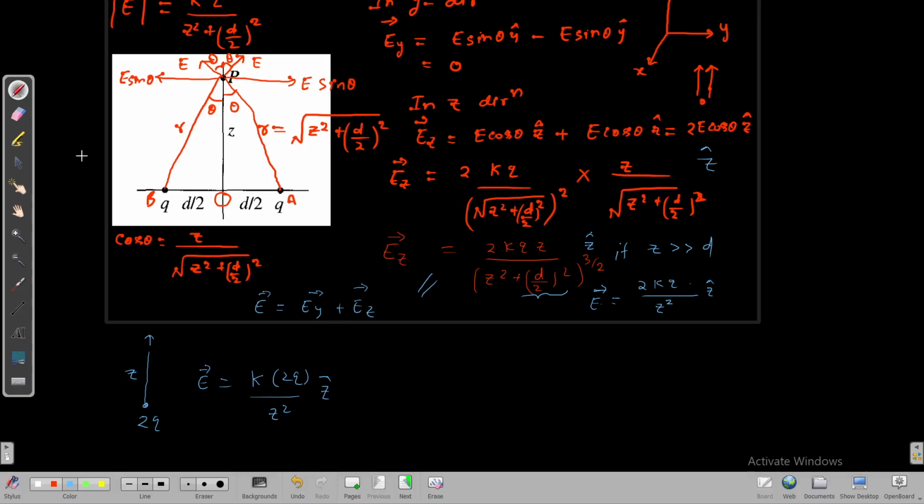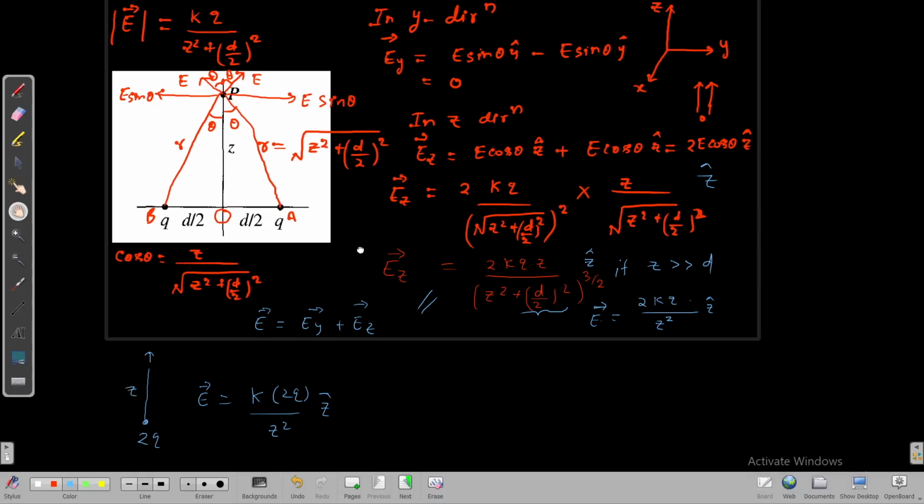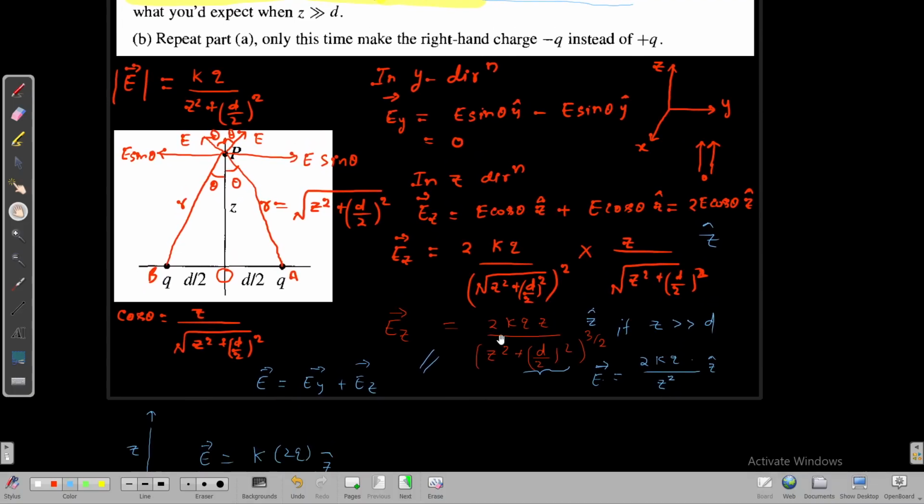Okay, fine. Now we will go to the next part. Let me arrange a little bit. To make it in one page, I will do some modification.